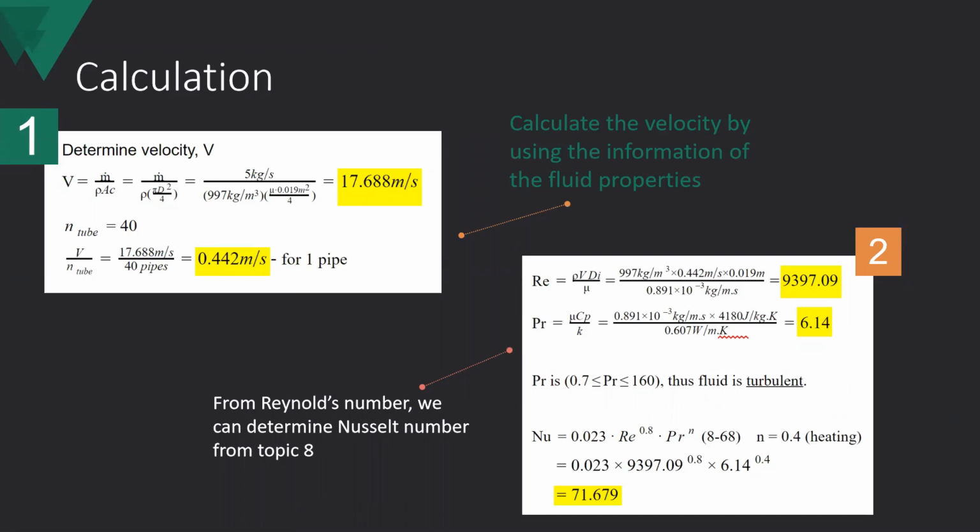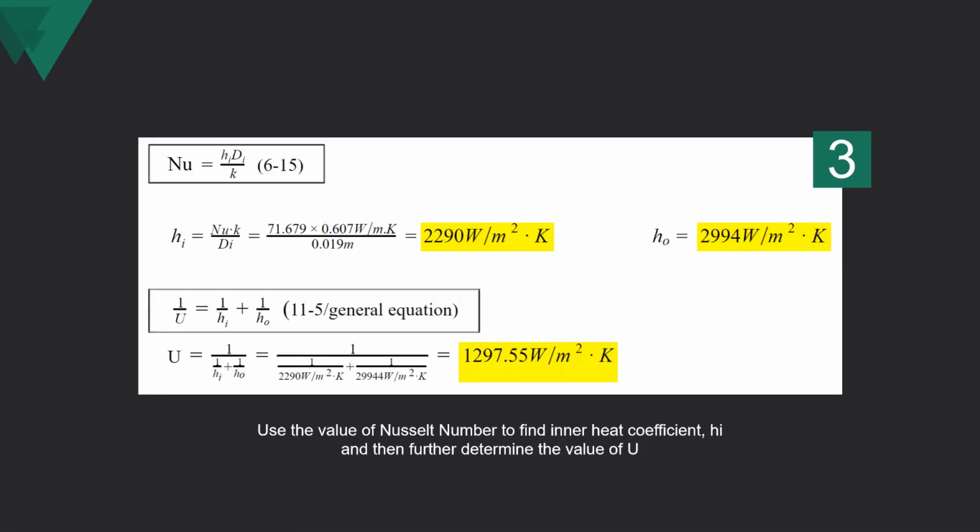Therefore, we use equation 8.68, and we obtain the Nusselt number as 71.679. After that, we use equation 6.15 because we wanted to find the inner heat coefficient, and we got the answer 2290. Because we already have the outer heat coefficient, we can calculate the overall heat coefficient. Before that, because we assume our tube is thin, there is no R wall and no thickness involved. So the overall heat coefficient is 1297.55.